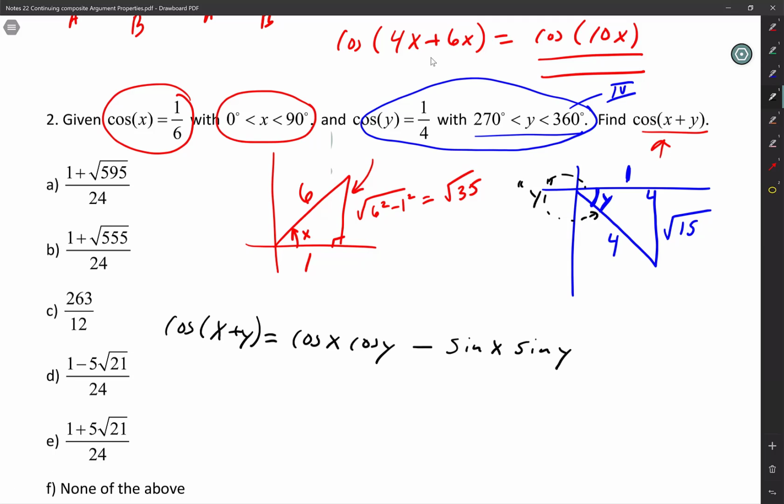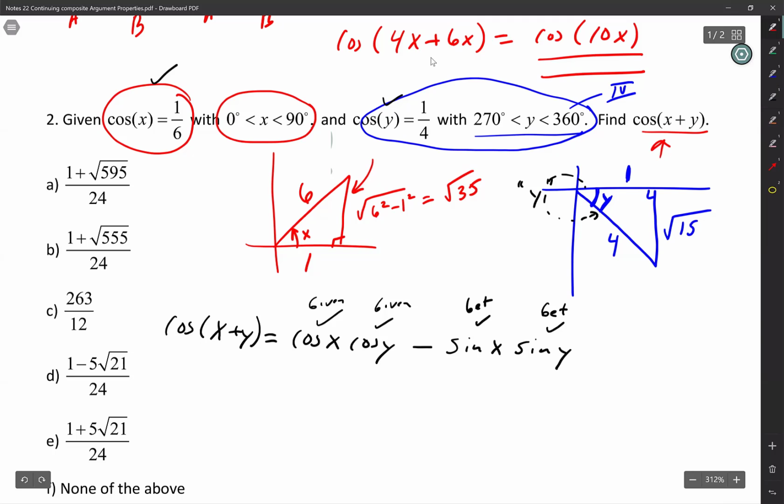You have all of them. Let's see. Cosine x given, it's this one. Cosine y given. So these have been given. Sine x, I can get it. And sine y, I can get it, G-E-T.